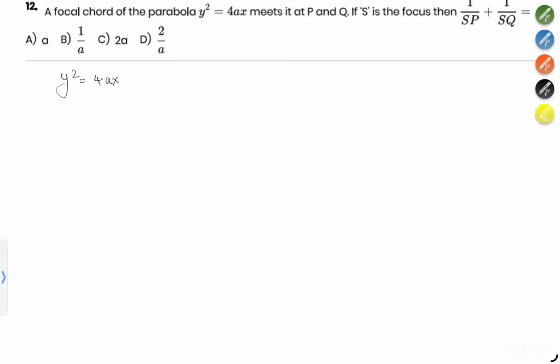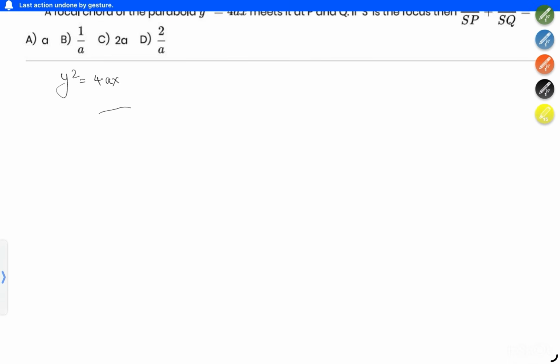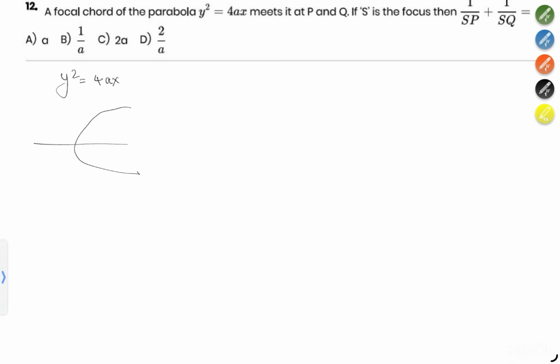Assume this is the parabola that we have. This is our x-axis, and there is a line like this. This point is given to be (a, 0) as the focus. For the points P and Q, we can take P in parametric form as (at1 square, 2at1) and Q as (at2 square, 2at2).